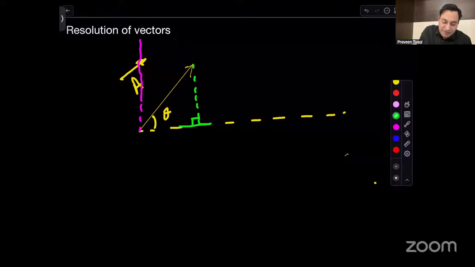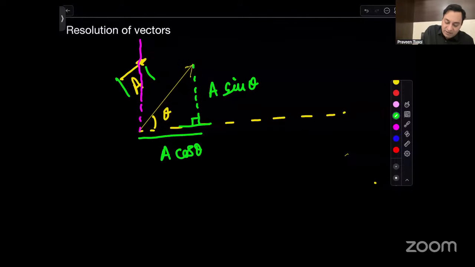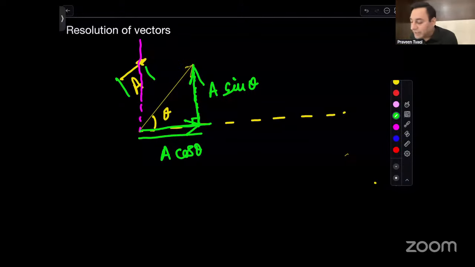If suppose this vector's magnitude is A, in that case, this component is A cos theta. I am sure you might have learned it. And this component is A sin theta. And this vector will be in this direction. So on adding A cos theta and A sin theta, you will get the vector A.